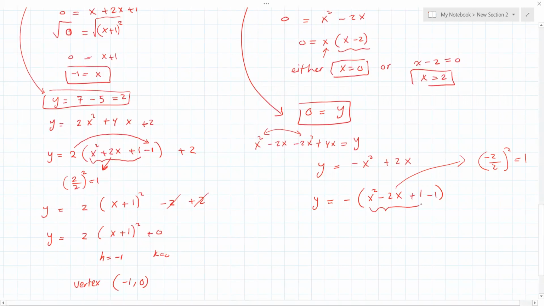The first 3 terms represent a perfect square. So y is equal to negative (x minus 1) times (x minus 1). So (x minus 1) squared. And there is this extra negative 1 here, but it is multiplied by negative. So this becomes plus 1. With this, I can determine the value of h is 1 and the value of k is 1. So the vertex is (1, 1) in this case.